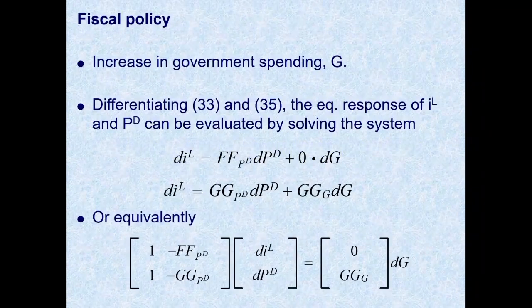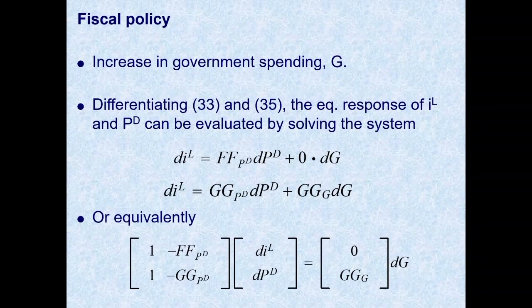When you have two equations like that written in general functional form, essentially you differentiate those equations with respect to the endogenous variables and with respect to the particular variable that you are looking at. So if I'm focusing on G, I take the FF equation, and differentiating gives me dIL equals FF_PD times dPD, plus the derivative with respect to G, but remember, G does not appear in the FF equation. So what is the coefficient of dG in FF when I differentiate FF? It's going to be 0.